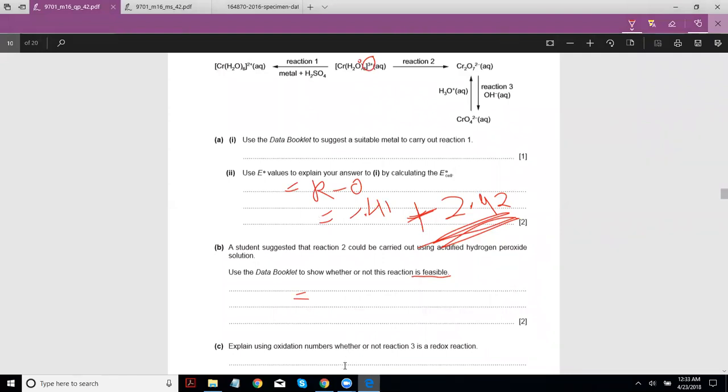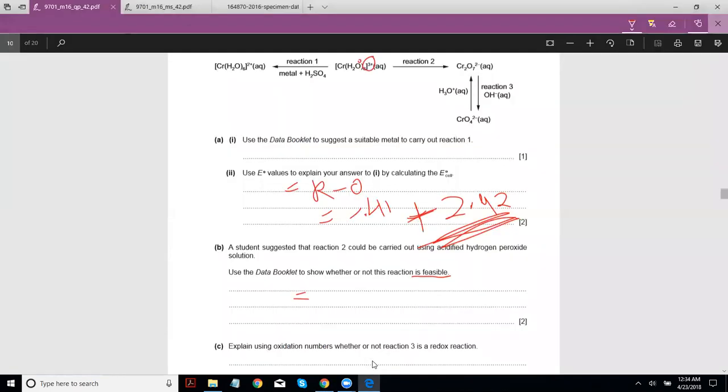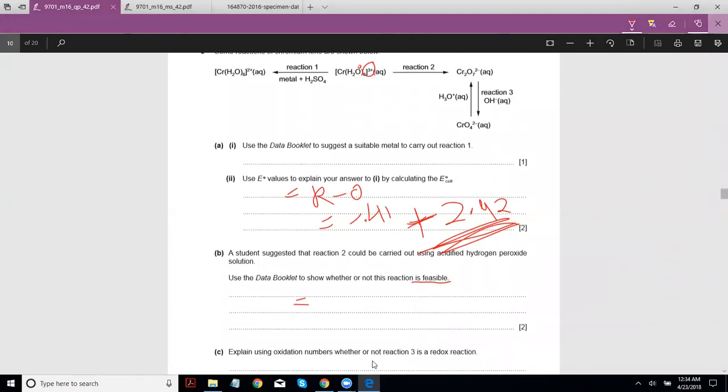Acidified hydrogen. Acidified. Okay, that makes sense. So we're talking about reaction 2 here. We want to oxidize it. By the way, it's acidified, and that's your clue. That's why you know which equation to pick.